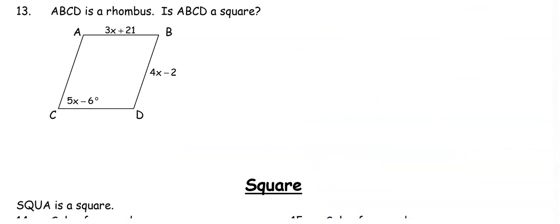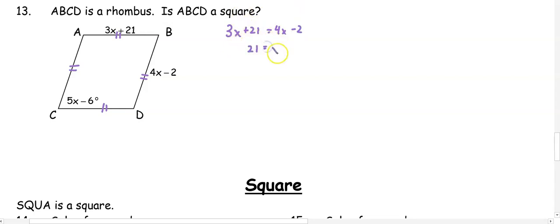Number 13, ABCD is a rhombus. Is it a square? So remember that in a rhombus, we have 4 congruent sides. So we're going to set 3x plus 21 equal to 4x minus 2. So we can subtract 3x from both sides, and we get 21 equals x minus 2. Add 2 to both sides, we get x is 23.